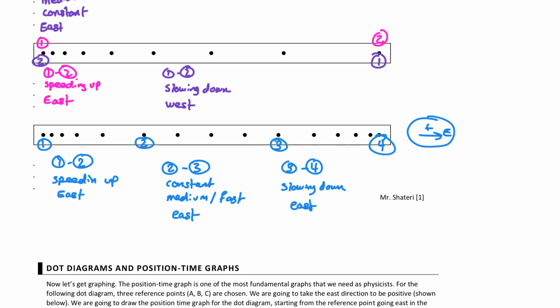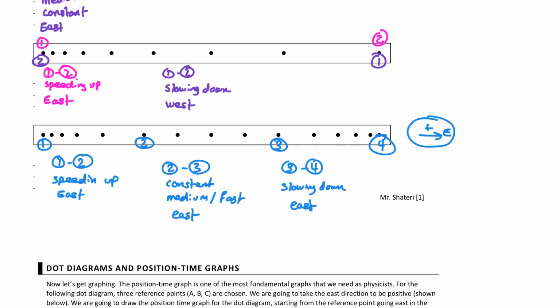So the direction doesn't change. The object is still going this way, but you can see that the first second, a lot of distance is covered, less distance is covered, less distance covered, and less distance is covered. So that means the object was slowing down. So these are called intervals.